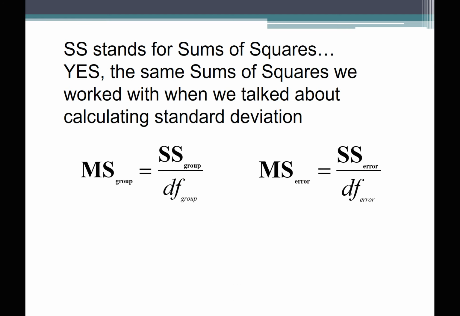So yes, it just stands again for sums of squares. The sums of squares is the same one that we talked about when we were calculating standard deviations. And why is that the case? Well, because we're talking about variability. Remember, we said standard deviation is a measure of variability. It's the square root of the variance. And here again, we're comparing variability. We're comparing the variability across all of our groups, between groups, and then we're comparing that to the variability within our groups. So it makes sense that we're talking about variability and that we're talking about sums of squares again. They're very much related.